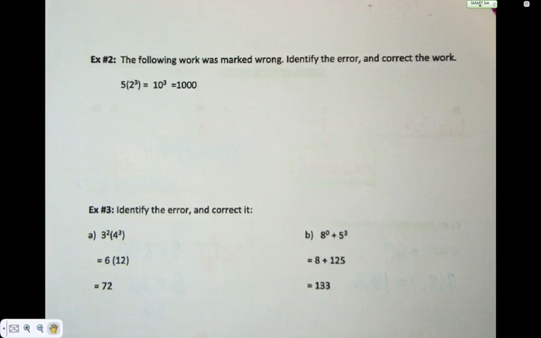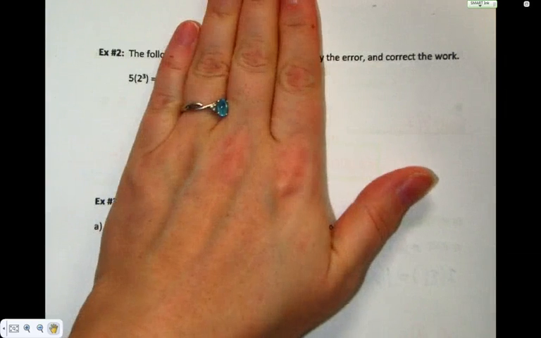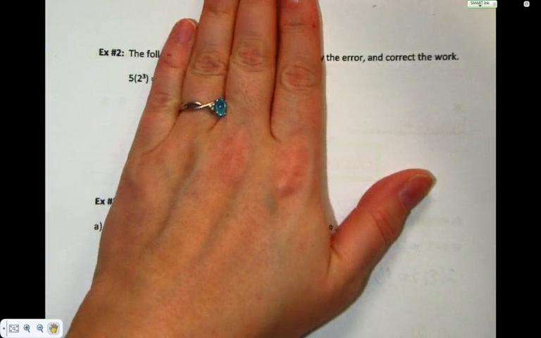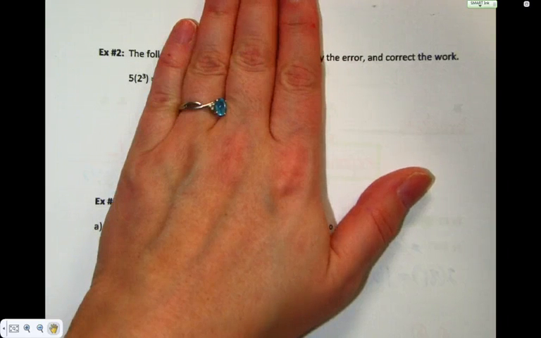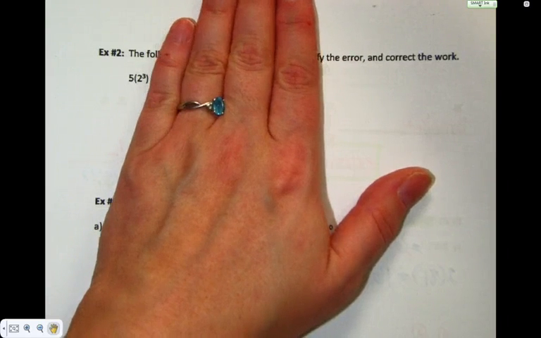So the best way to identify and correct an error is actually to do the question yourself. Because when you do it yourself and you don't look at their work, sometimes it helps you find out what's wrong. So let's just pretend this was the question and we were going to do it just like we did every other question. Where would we start? Brackets, which in the brackets we're going to do the exponent first.